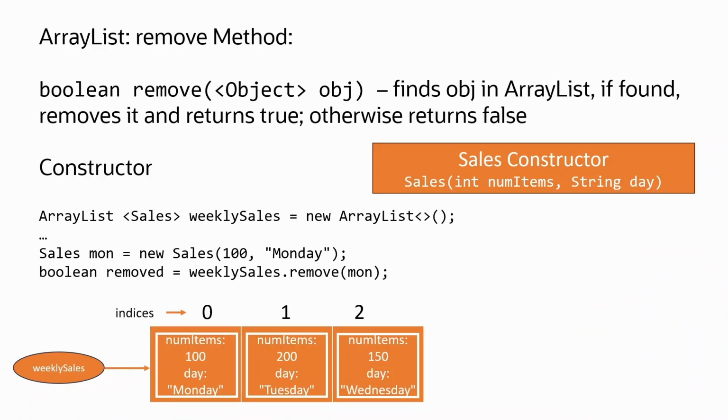This remove(Object obj) method will search the array list looking for obj. If it finds it, it will remove it and return true. Otherwise, it will return false.